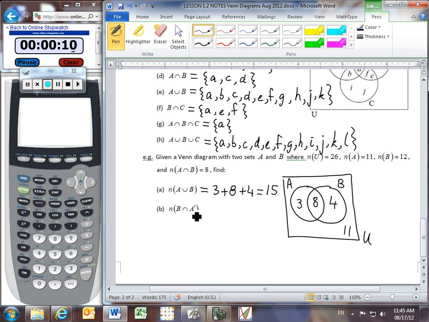And the last problem, how many objects are inside set B and are not in set A? Well, these are the ones inside set B. These are the only ones that are not in set A, and so the answer is 4.